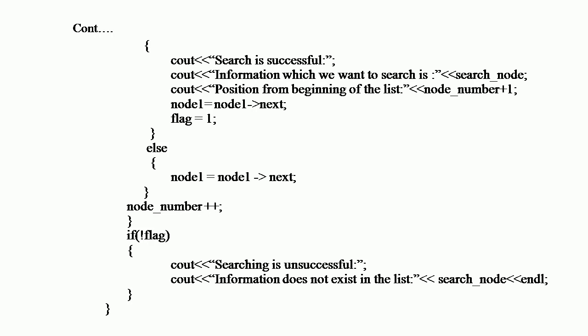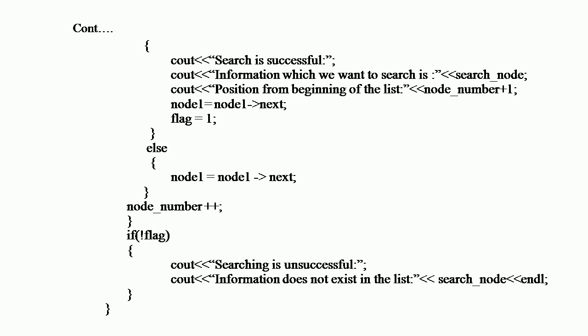Within the curly braces we have discussed: cout search is successful, cout information which we want to search is the element you are searching, that node search_node. Then cout the position from the beginning of the list, that is node_number + 1, based on those numbers you are giving. Node = node1->next, and flag is equal to 1, curly braces closed. Okay, curly braces start, node1 = node1->next, curly braces close.